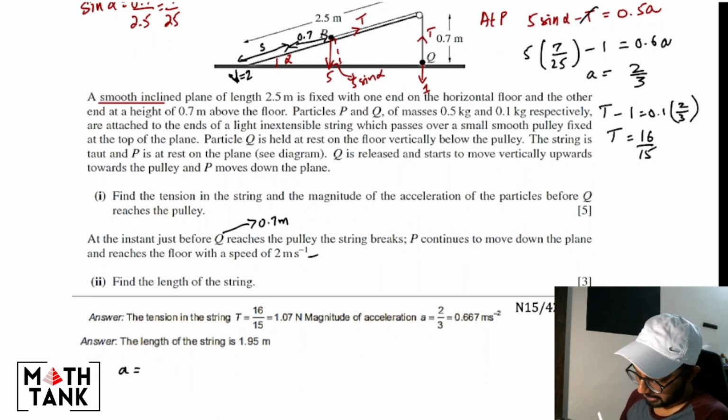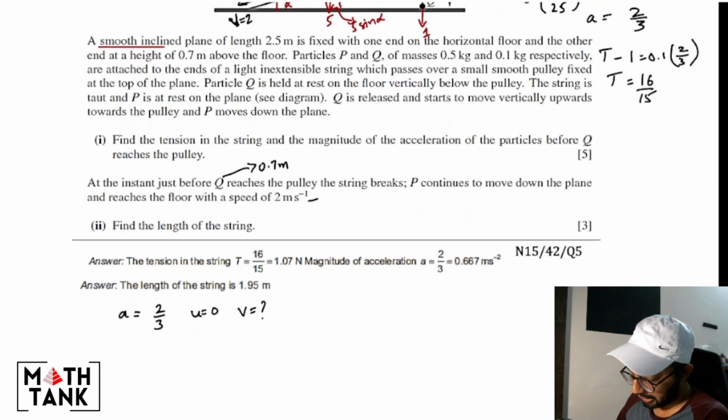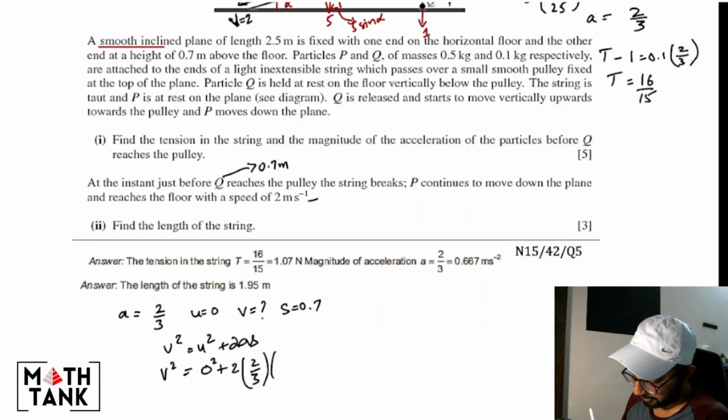It was moving with an acceleration of 2 over 3. Its starting speed was 0. What I need to figure out is both the time and the speed at this point in time. So I'm going to find out v, given that s is 0.7. The distance that q moves up is the distance that p moves down. So v square equals u square plus 2as again. So v square equals 0 square plus 2 times 2 over 3 times 0.7.